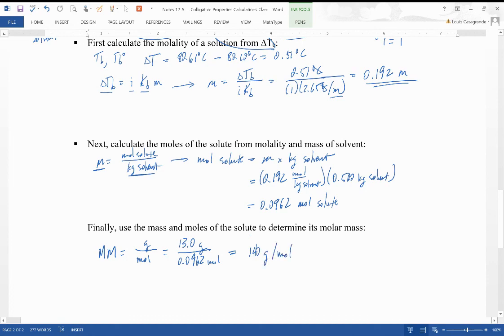And you know what? We can put a decimal point at the end of that 140 for 3 sig figs. Actually, no, we shouldn't do it. Sorry, sig fig mavens. I kept 3 sig figs throughout here, but really up here, we should only have 2 sig figs going all the way back to the temperature. So 140 grams per mole. And now you calculated the molar mass in a way other than with the gases. All right. So this is molality and freezing point depression, boiling point elevation calculations.